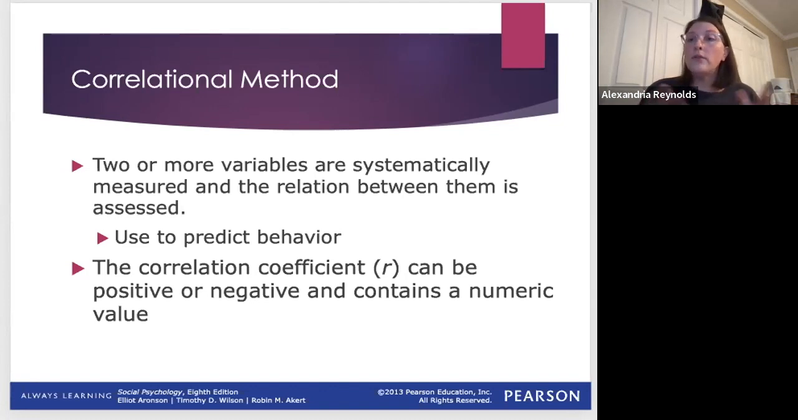So we could have different directions, right? We could say, as children watch more violent TV, they become more aggressive. Or we could say, as children watch more violent TV, they become less aggressive. And we can say that there's no relationship. It doesn't matter how much TV a person watches. It doesn't predict their aggressive behaviors.